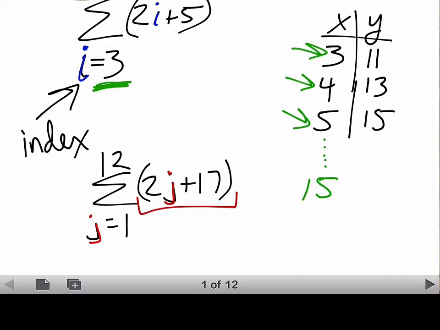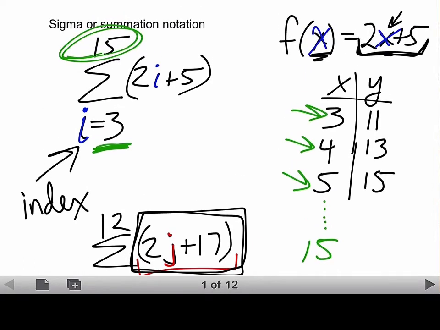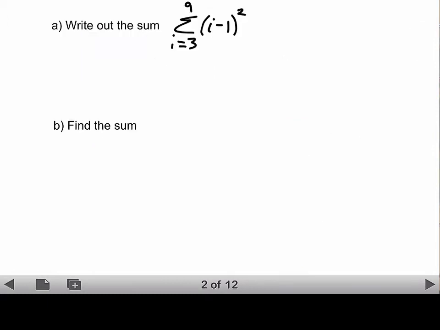In the case of what I just wrote, j going from 1 to 12 means that we're going to have 12 terms where j is 1, j is 2, etc., all the way up to j being 12. The argument of the sigma notation tells me how to figure out what the terms are. Once I know that, this is summation notation, sometimes called sigma, sometimes called summation, but keep in mind it means we're adding terms together. And this is just what we're going to see in our first example.